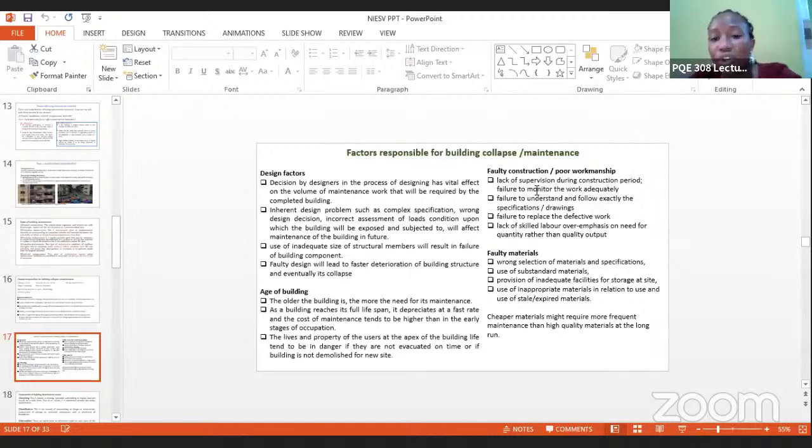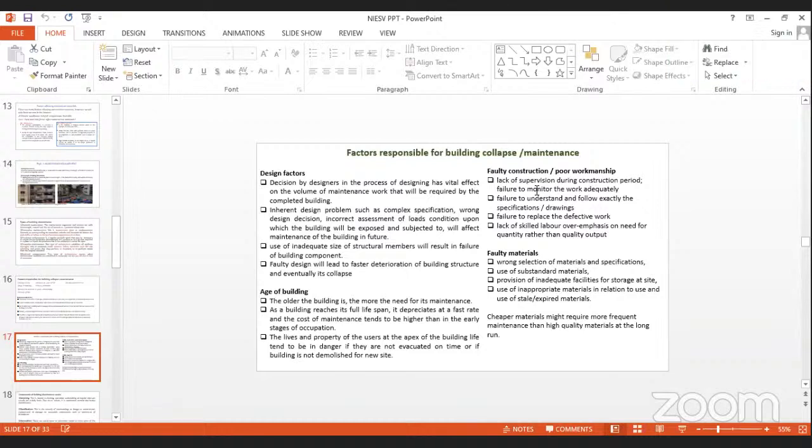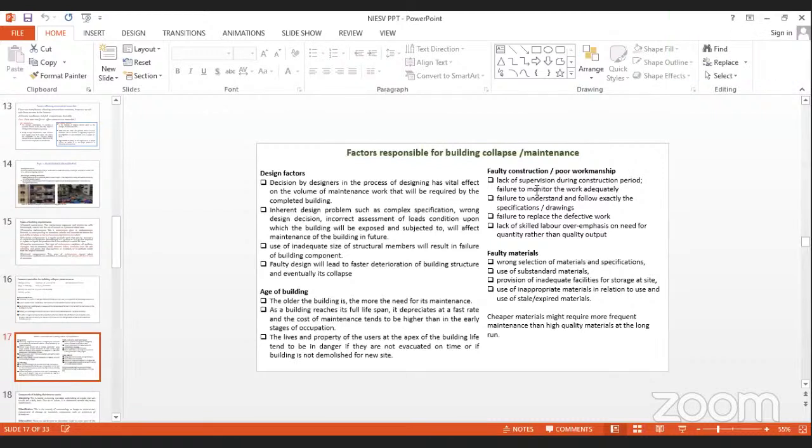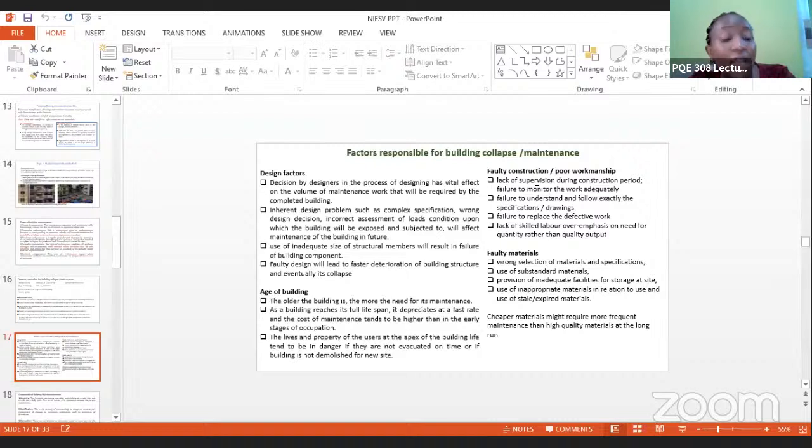So we have our faulty construction or poor workmanship. I'm sure we know what that means. Lack of supervision during construction, failure to understand specifications and drawings, and all that. Then faulty materials too. When we are trying to cut corners, you should buy this type of material, but because it is too expensive and because they are not the one that will be staying in that building, you think, especially buildings given to developers, some developers anyway, not all, you think, well, I'm not going to be staying there. Your own aim is to maximize profit and all that. So you buy substandard materials and all that.